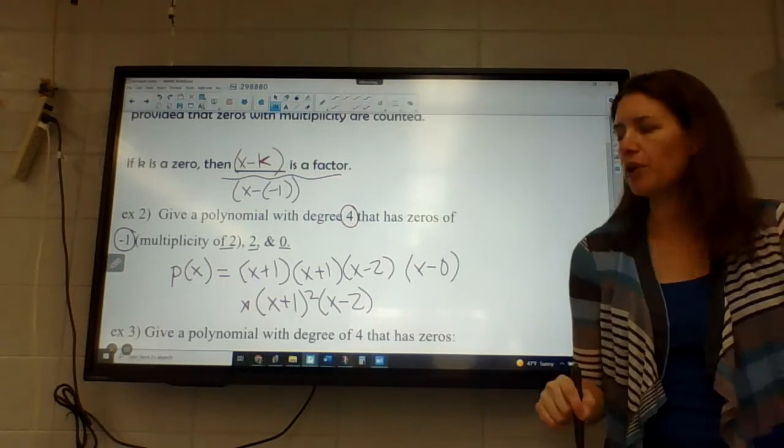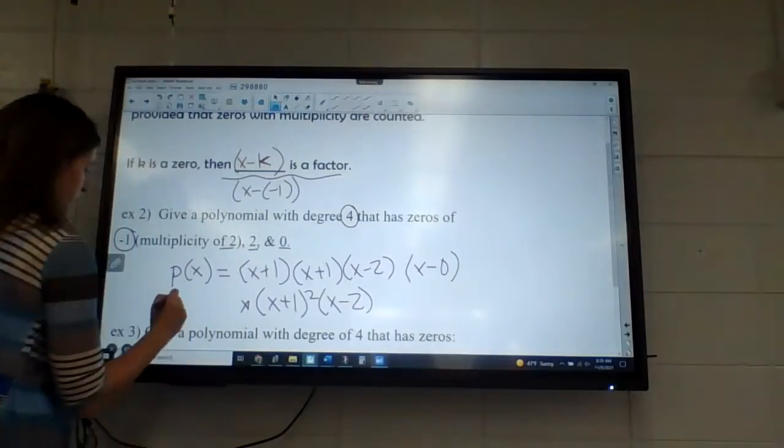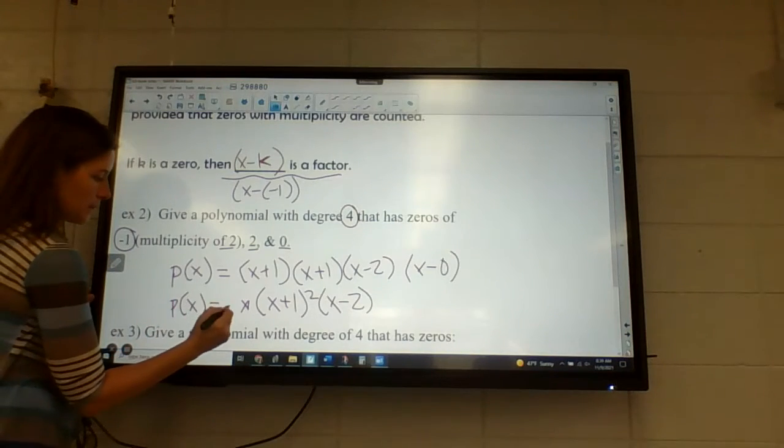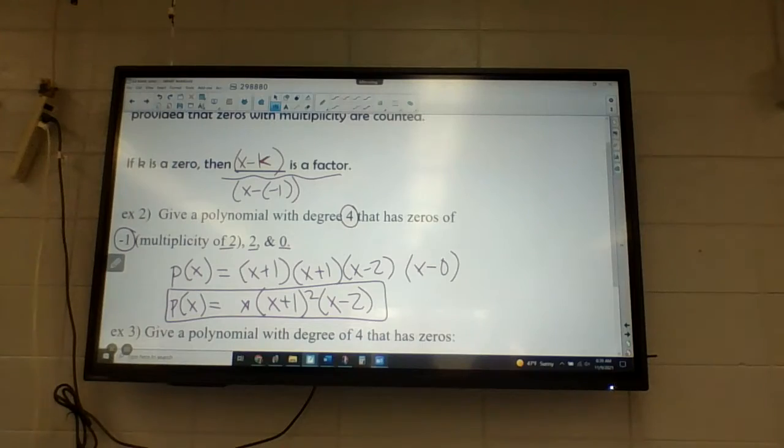Now, if I was really cruel, I would tell you to FOIL this and distribute and simplify. You do not need to. You can just leave it this way. And either of them are fine with me.